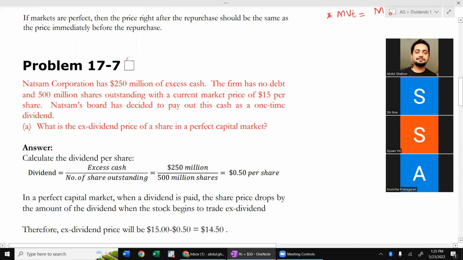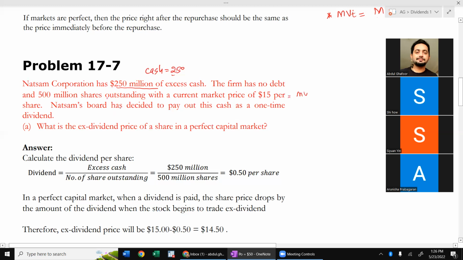Okay, so Netsum Corporation has 250 million of excess cash. So cash is given, so 250. The firm has no debt and 500 million shares outstanding with a current market price of 15 per share. Shares outstanding is given, market price is given, so it means we can calculate market value, no issues.